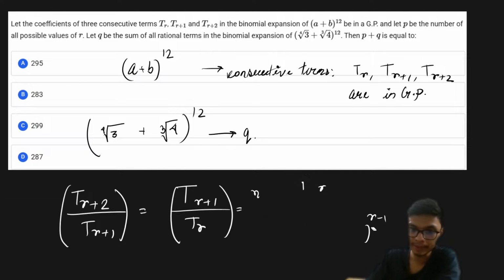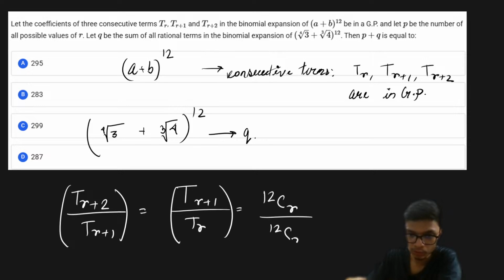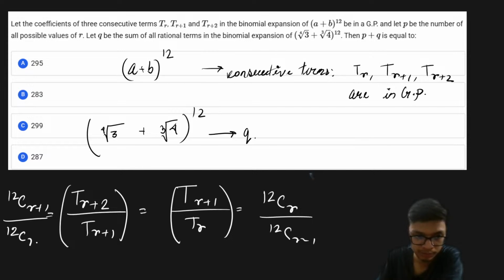from this particular ratio I end up getting something of this particular form, that is the ratio is going to be of the form 12Cr divided by 12C(r−1). And similarly, this particular ratio is basically becoming 12C(r+1) divided by 12Cr, right? That is what we are having in this particular problem. Now we just need to take the ratio of the binomial coefficients, and from that ratio I will get the value of r, right? So let us proceed.